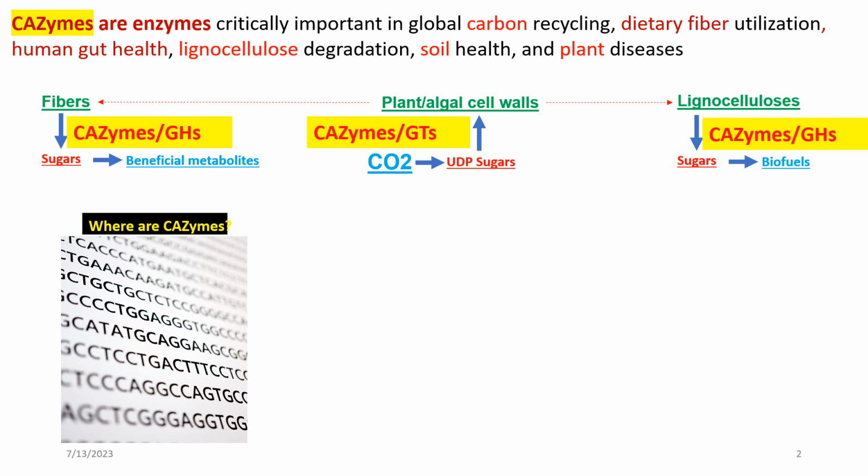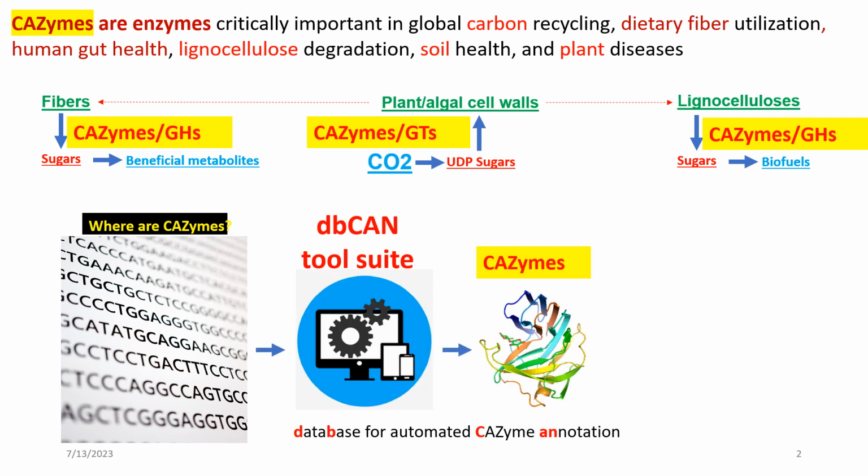Because of this, CAZymes are extremely important for global carbon recycling, dietary fiber utilization, human gut health, lignocellulose degradation, soil health, and plant disease. Now, with so much DNA sequencing data from microbiomes or plants, we wanted to address the question: how do we computationally identify the CAZyme sequences? For that, our lab has developed dbCAN, a computer software system that can take genome sequences as input and produce the CAZyme sequences as the output.